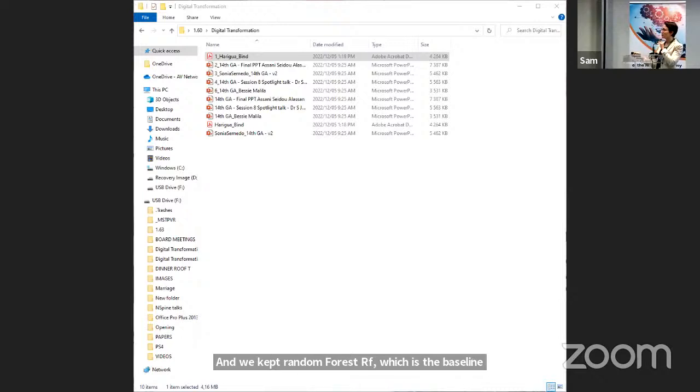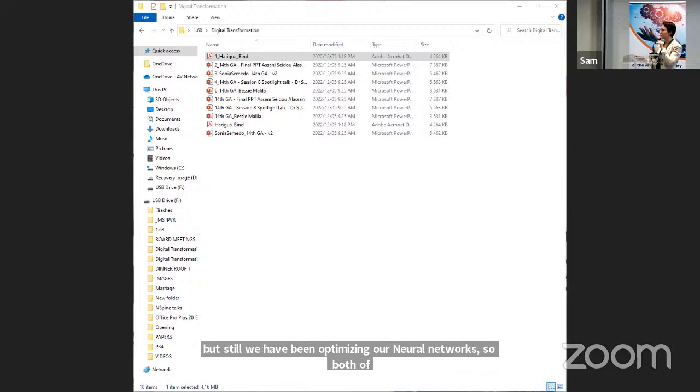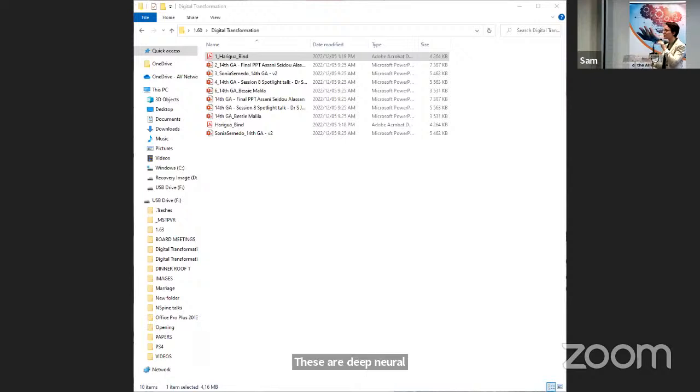So up to the first steps, we still have machine learning outperforming deep learning algorithms, which is quite normal in the first stage. But still, we have been optimizing our neural networks. Both of these are deep neural networks based on graph convolutions. And the idea was to optimize all their hyperparameters in order to make them best performers.